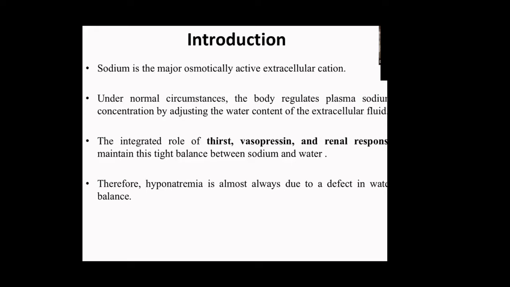Whenever you are getting hyponatremia, it could be due to volume excess, or volume deficit, or it could be a euvolemic state. So this slide basically focused on the fact that sodium is an extracellular ion, and sodium disorder is basically a water disorder. There is an integrated role of thirst, vasopressin, and the kidney, which plays a very important part in the tight balance between sodium and water. Therefore, hyponatremia is always due to a defect in water balance.